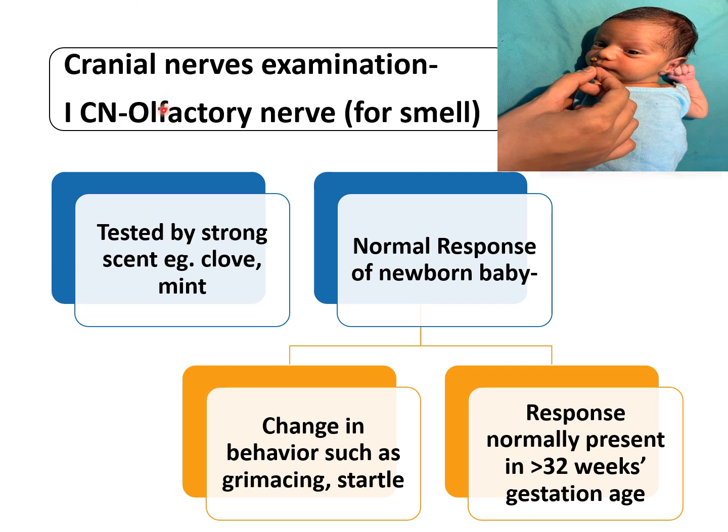So first, the olfactory nerve for smell. It is rarely tested in the newborn baby, and we can test this nerve with a glove or mint. The normal response in the newborn baby will be a change in behavior, for example grimacing or a startle response, which can be present in a baby of more than 32 weeks of gestational age. In less than 32 weeks of gestational age, no response will be present.